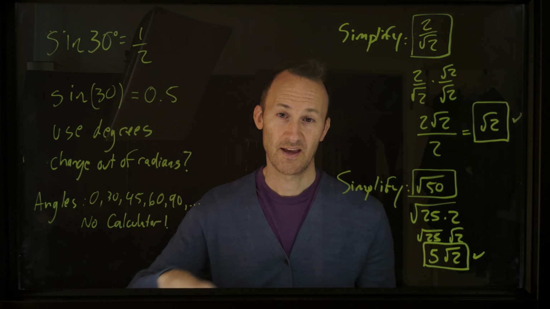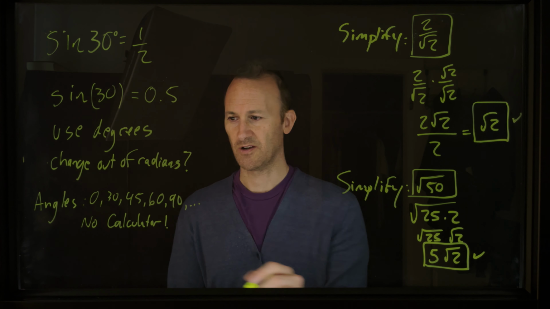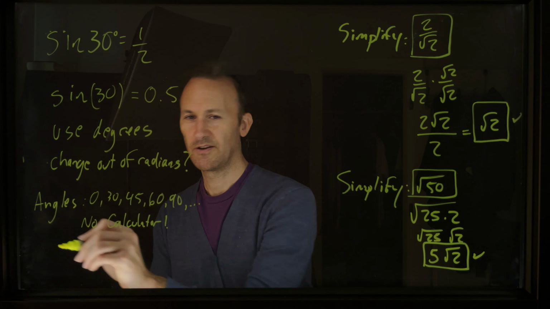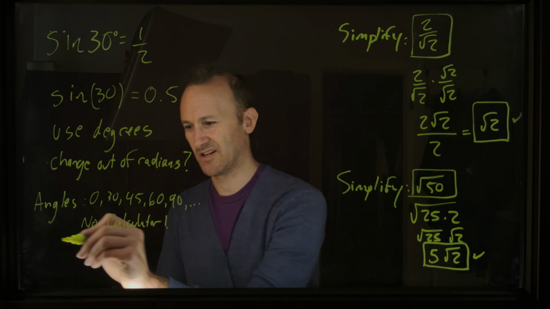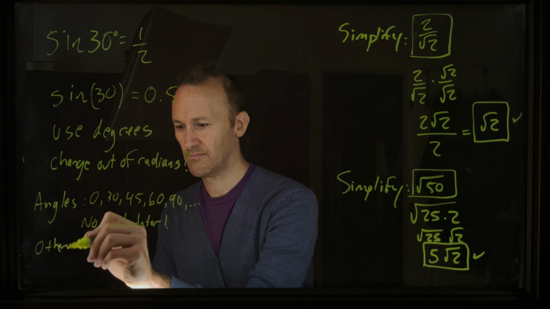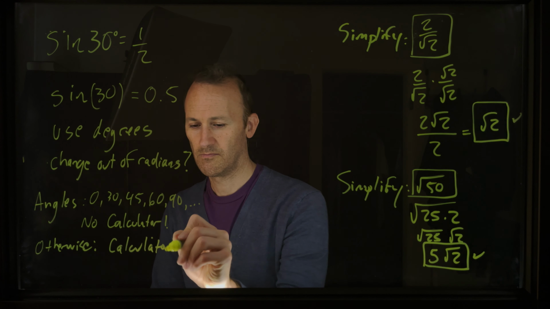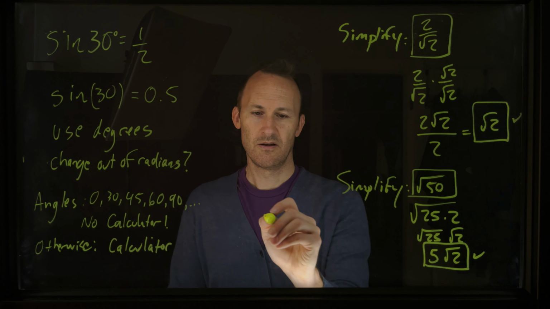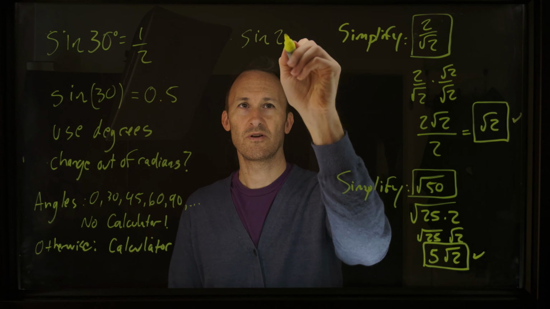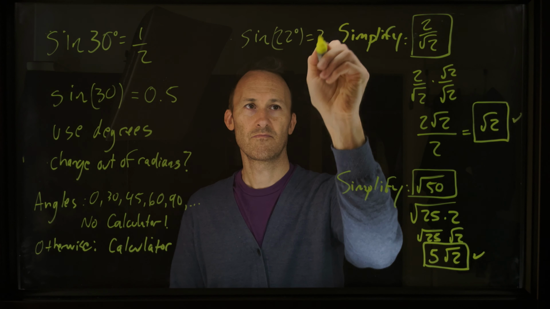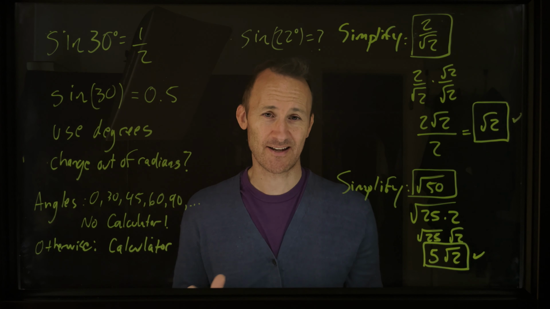Well, guess what? Everything else is a calculator. So if you're presented with the problem, okay, I'll write this up here. If you guys notice a little programming there, if else statement. So if angles in this, otherwise, I'll just say otherwise. Else, it's another way to write it. So otherwise, calculator. So for instance, if somebody says, hey, what's the sine of like 22 degrees? Guess what? I don't know. And you know why? Because you do that on a calculator.